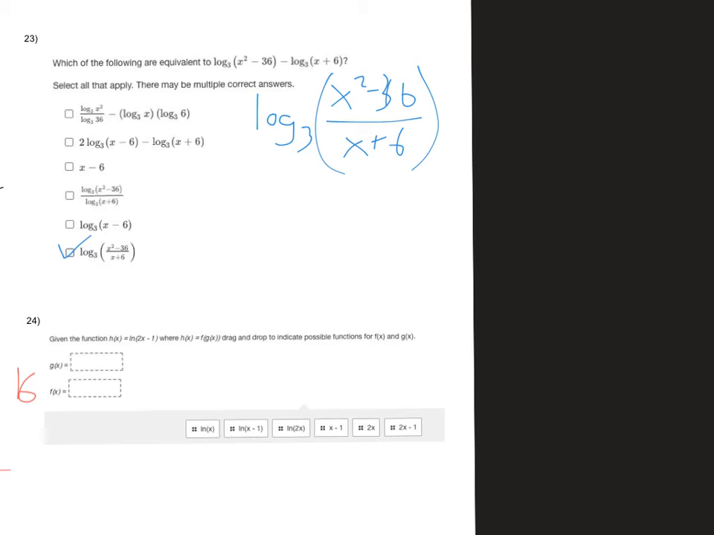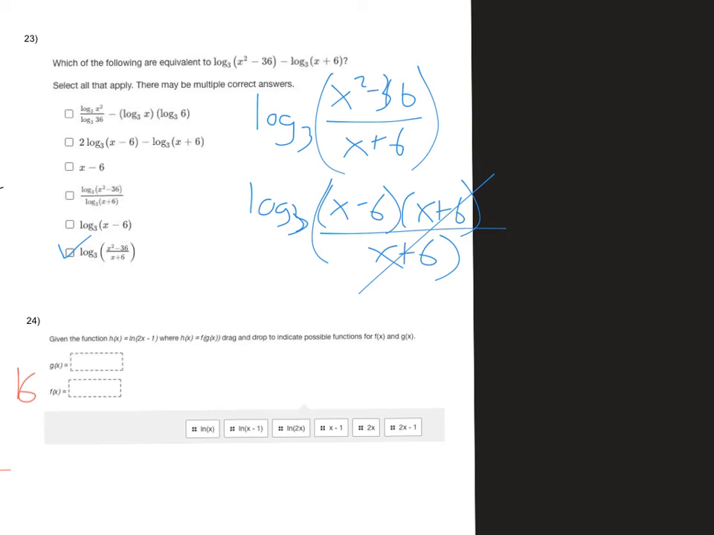So that's good. Now, in the last problem, we were able to factor and break things up further that way. So let's try that as well here. And look, the numerator does factor, so that's nice. This is x minus 6 times x plus 6 over x plus 6. The x plus 6's can be canceled out, leaving us with just log base 3 of x minus 6, which is that choice.